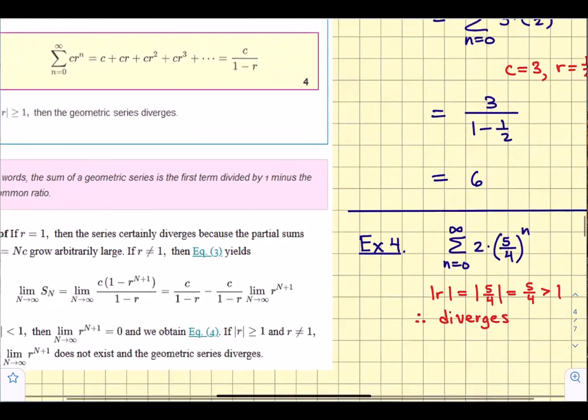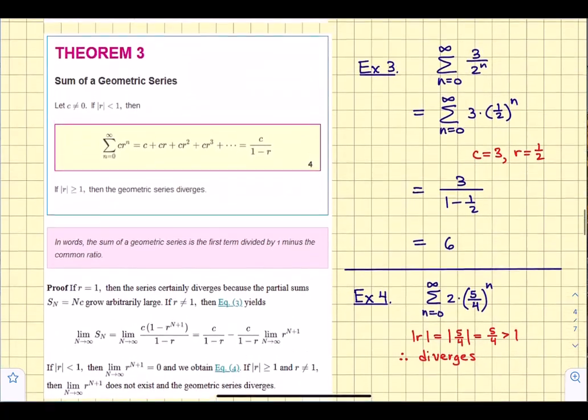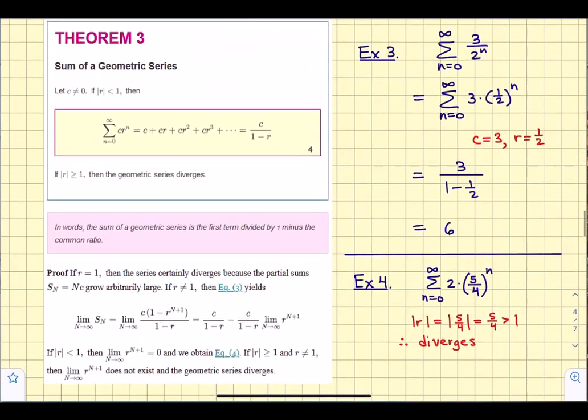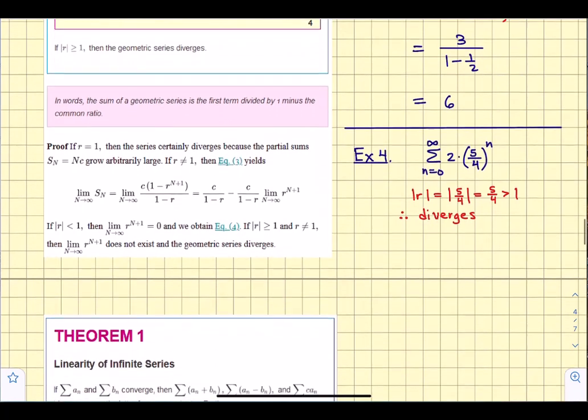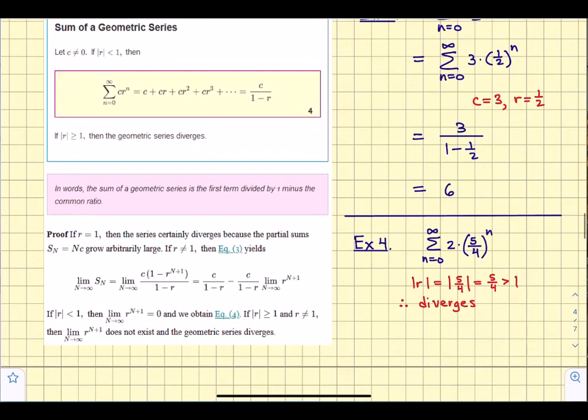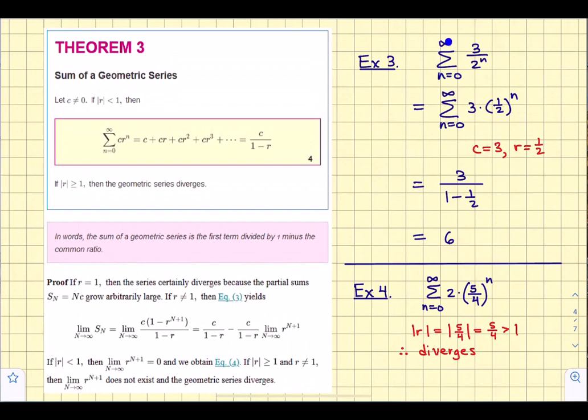As an example of that, suppose we were looking at the infinite geometric series, the summation, n equals 0 to infinity of 3 over 2 to the n. Let's first rewrite it like we did before to make sure that it matches our template. And so we see that our C is 3. We see that r is 1/2.